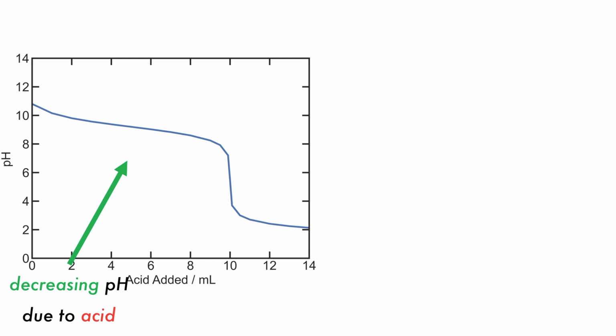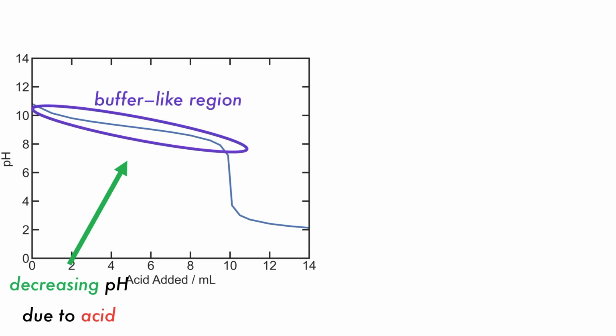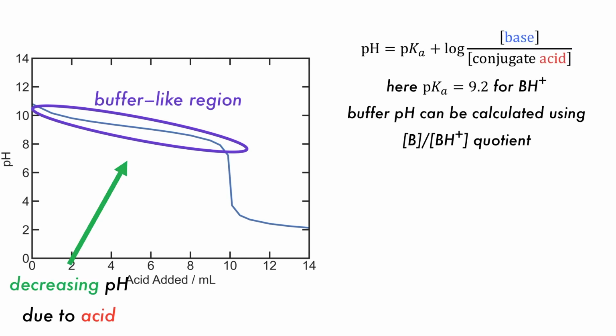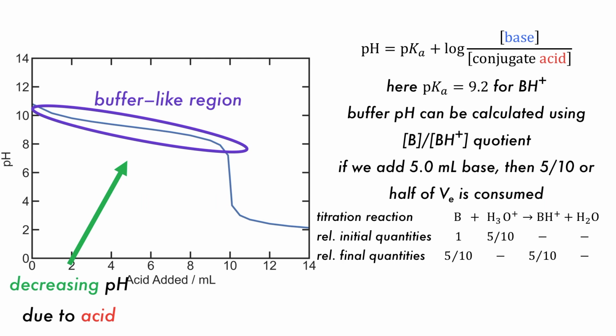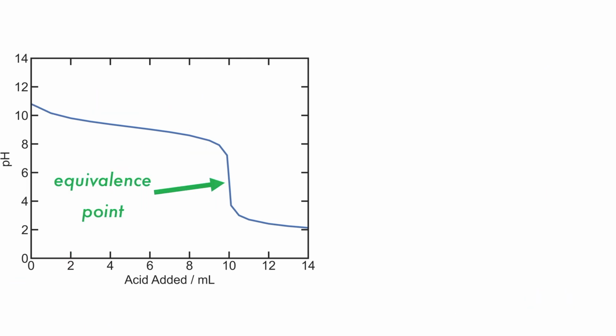After we start to add acid, we create a buffer-like system and can make use of the Henderson-Hasselbalch equation to calculate the solution pH based on the unreacted base to conjugate acid quotient. Because the equivalence volume is 10 milliliters, if we add 5 milliliters of strong acid, half the base will be consumed. A table of relative concentrations before and after addition can be made, and using the quotient, the pH can be calculated as 9.2.